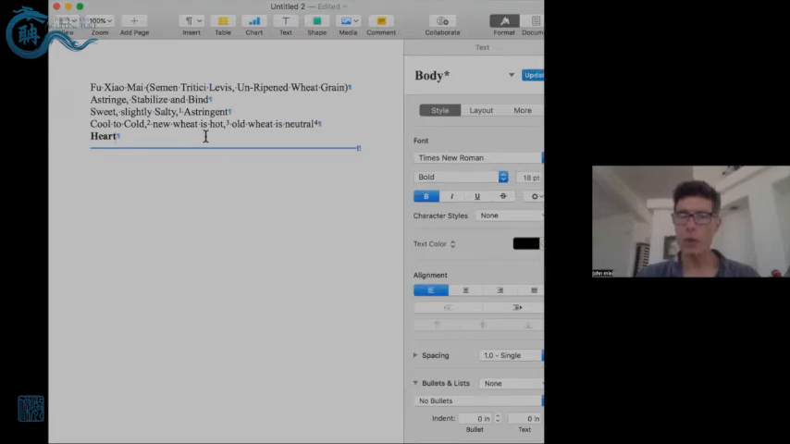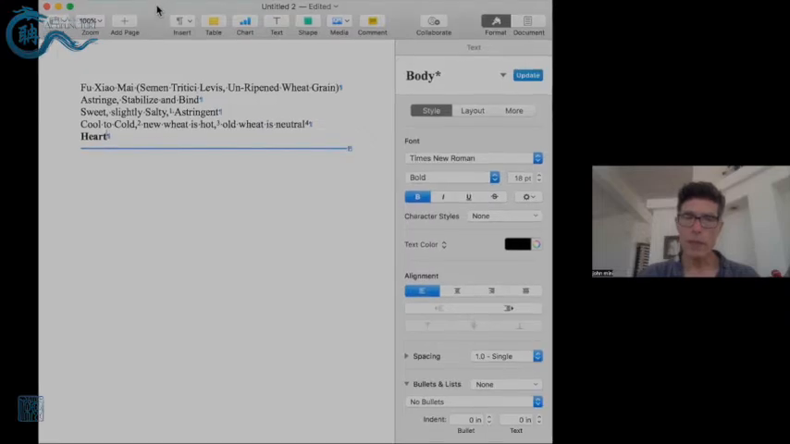This is the other form, right? So this herb has some pretty interesting temperature qualities. They say it's cool to cold, but if you get new wheat, it's hot. Old wheat is neutral. So we would surmise that this cool to cold Fu Xiao Mai, who knows what they do to it to make it so cold? If the new wheat is hot and the old wheat is neutral, how does it get cold?